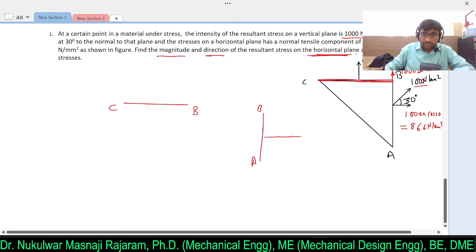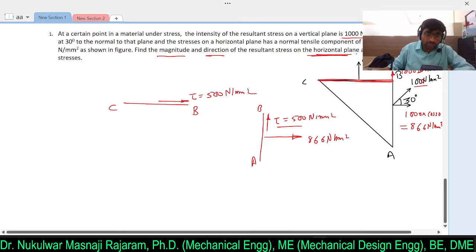On this plane, if you observe, the normal force of 866 Newton per mm square is acting, and here, if you observe, shear stress tau is acting, with 500 Newton per mm square. Now, as a principle of complementary shear stress, on this BC plane there will be a tangential or shear stress acting on this particular plane, that is near about 500 Newton per mm square.